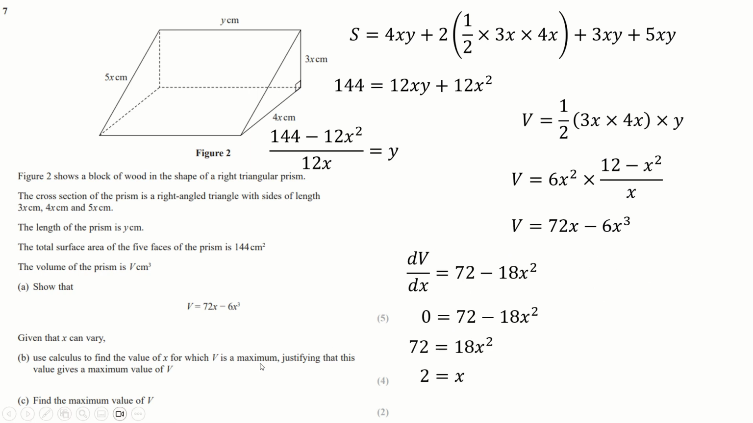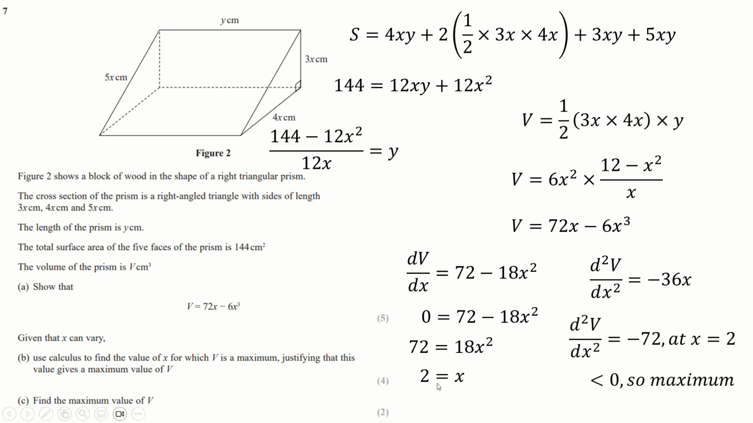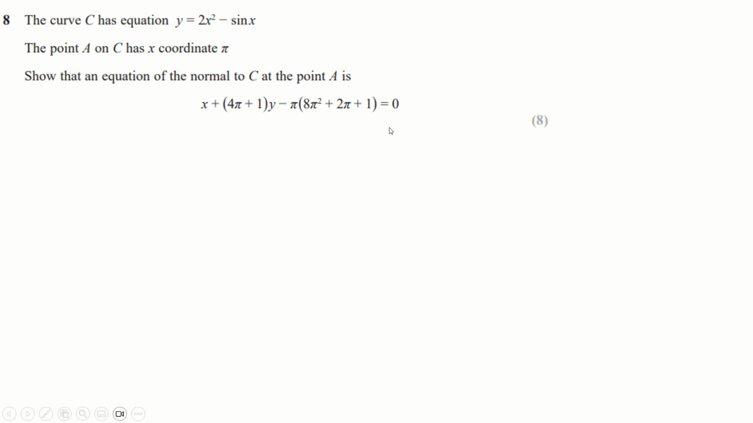And then we need to show it's a maximum. So let's find d2V by dx squared by differentiating this again, which just leaves us with minus 36x. When we put in x as 2, we're going to get minus 72, which is less than 0, so therefore it's a maximum. And to find the maximum value of V, we just take this value that we know produces a maximum, and we put it in V, and we find our answer of 96. Maybe I should have put some units on, but I couldn't be bothered.